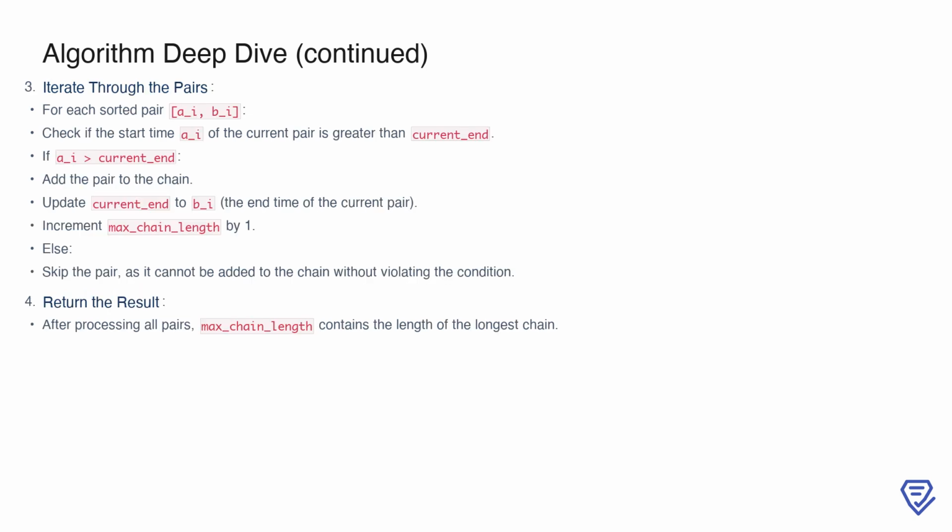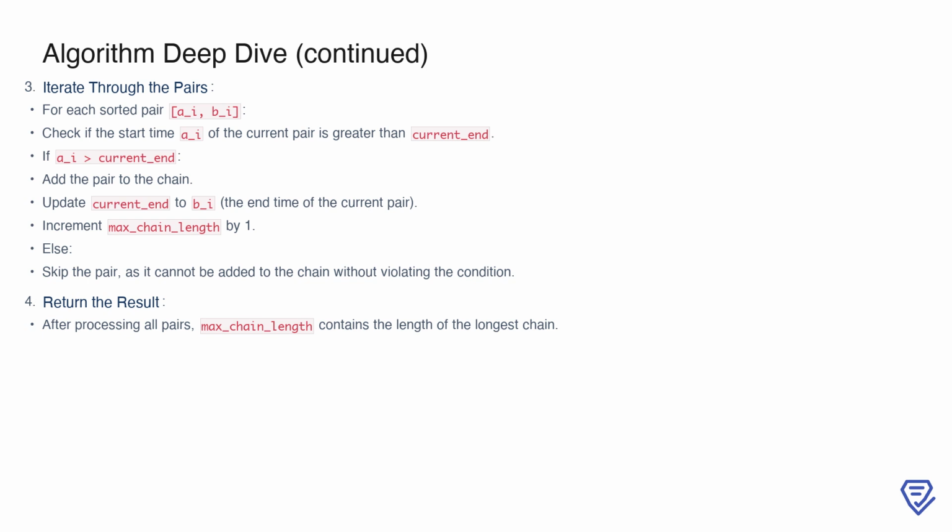After sorting and initializing our variables, we iterate through the sorted list of pairs. For each pair, we check whether its start time is greater than the current chain's end time. If this condition is met, the pair can be added to the chain. When we add a pair, we update current_end to the end time of the current pair, and increment max_chain_length by 1 to reflect the addition. If the condition is not met, we simply skip the pair, as adding it would violate the chain's validity. Once all pairs have been processed, the value of max_chain_length will represent the length of the longest chain we were able to construct.